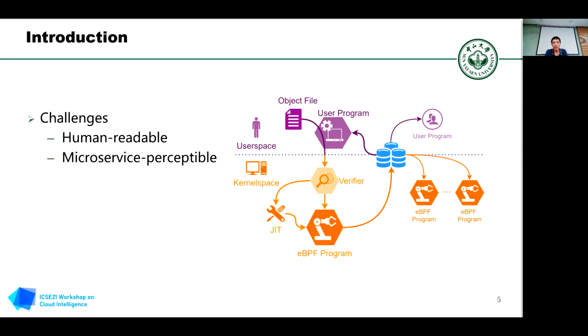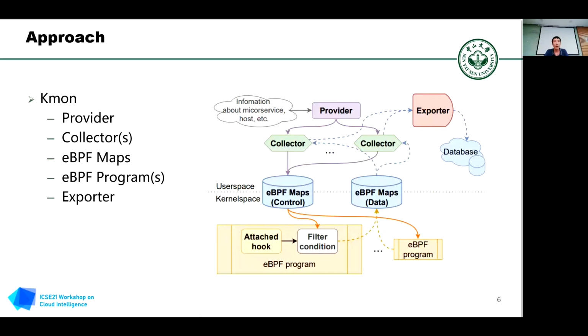In a microservice system, changes of the monitored target are common as containers usually update frequently. So a monitoring system should enable eBPF to notice the change of microservices. To handle these challenges, Kmon brings in a provider component to collect high-level information, like the change of microservices and necessary data for translating unreadable data.